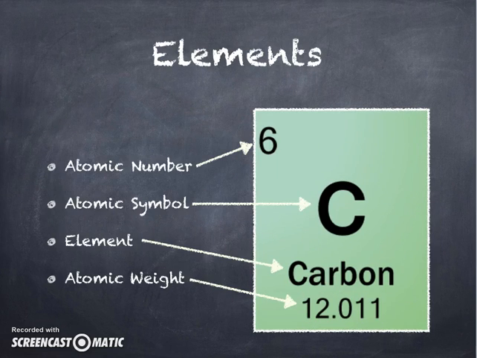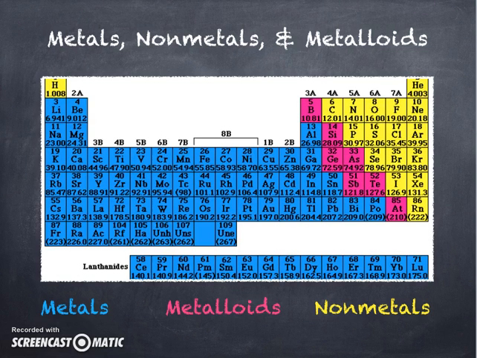This is just a rundown of what I just said, but the atomic number can be found at the top left corner. The atomic symbol is the letter or letters that are derived for each element. The element name is given, as well as the atomic mass. Those are the four most common things found on a periodic table.